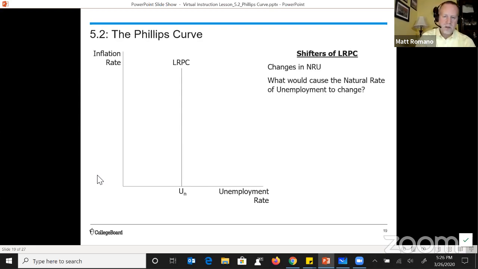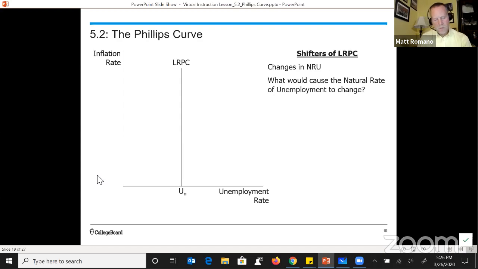Why would that happen though? Because that's something that's a little bit tougher to wrap our heads around, to comprehend. I don't want to go too deep into it because there are a lot of different things that could potentially affect the natural rate of unemployment. But I think the best way to approach this is to really consider the nature of this indicator. What is this thing representing? What are we talking about? We're talking about the combination of frictional and structural unemployment.